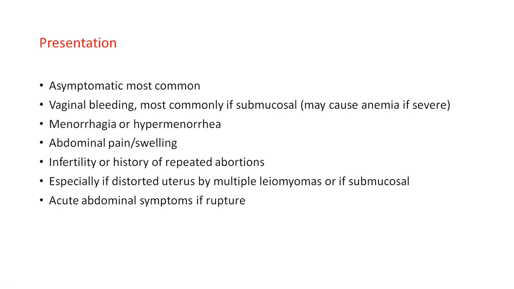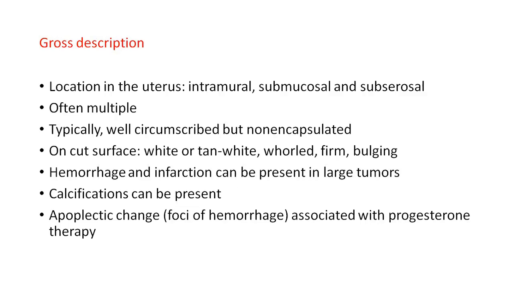In terms of presentation, it can be totally asymptomatic, or sometimes it can present with menorrhagia, hypermenorrhea, abdominal pain, swelling. Sometimes the female has a history of repeated abortions or infertility, or when the leiomyomas are pedunculated, they can undergo torsion and present with acute abdomen, or they can cause vaginal bleeding as well.